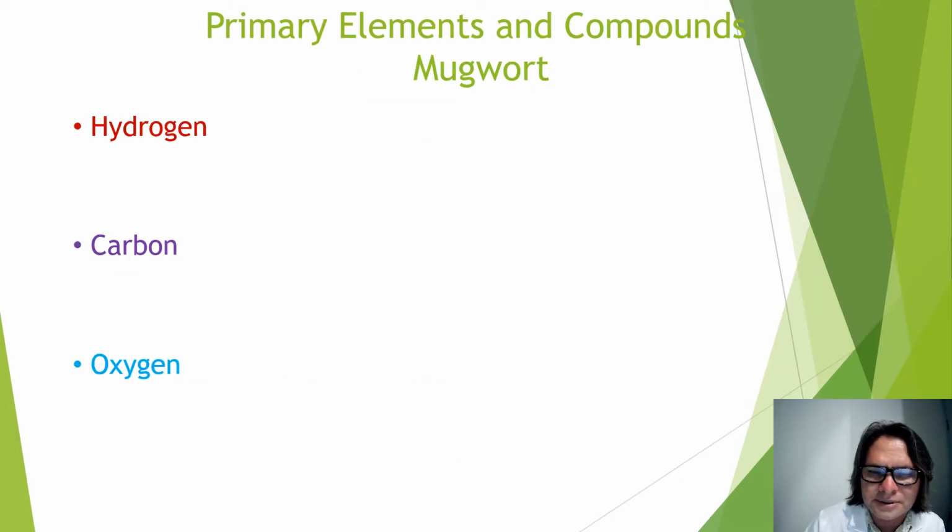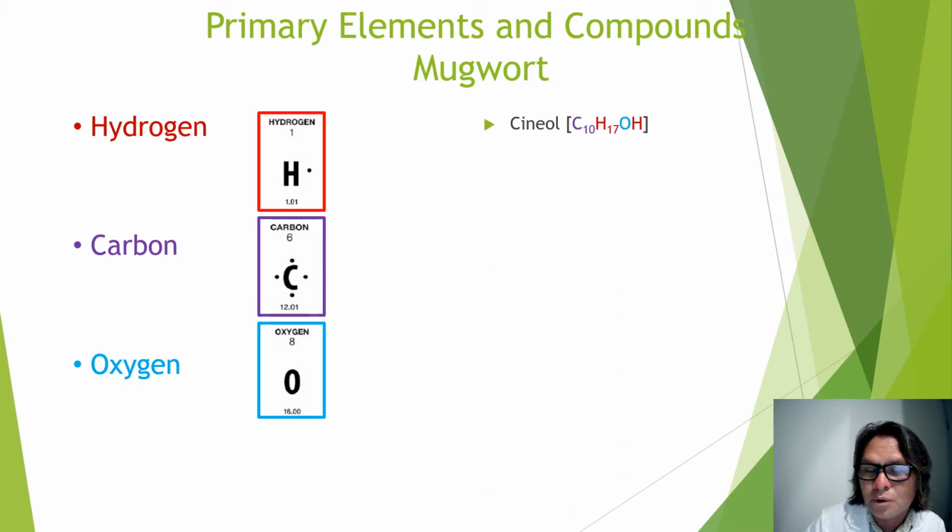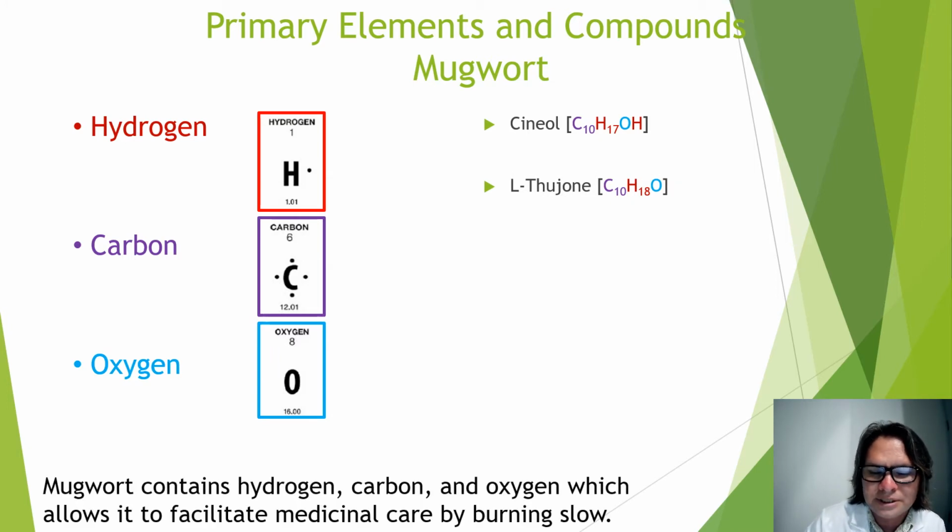And the primary elements and compounds: again, we went over hydrogen, carbon, and oxygen. And then here are the compounds, the primary compounds being Cineol and L-Thujone. Mugwort contains hydrogen, carbon, and oxygen, again, which allows it to facilitate medicinal care by burning slow.